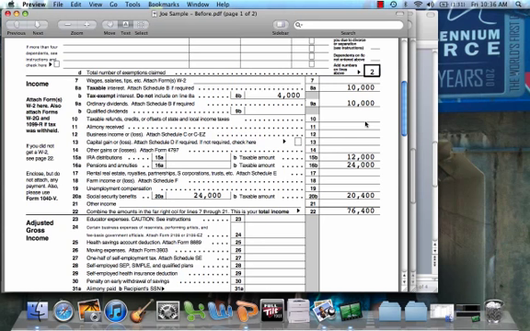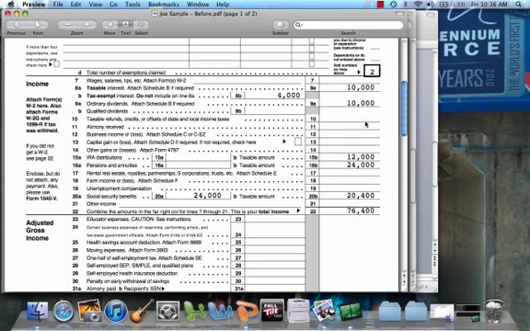Line 8B, 4,000. That's going to be municipal bond interest. A lot of people, municipal bonds are not taxable to the federal. Okay. Well, let's stop right there. So municipal bond interest is tax free. Why does it show up on a tax return? I mean, why does the IRS need to know that information if it's tax free?